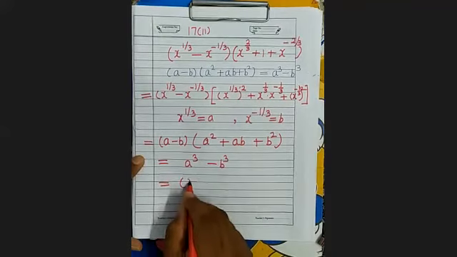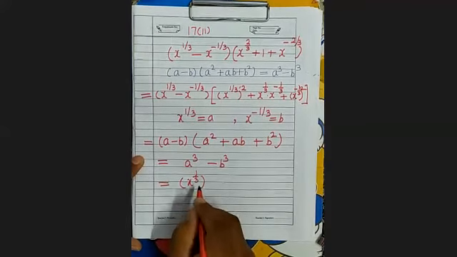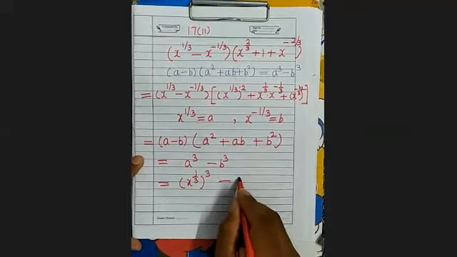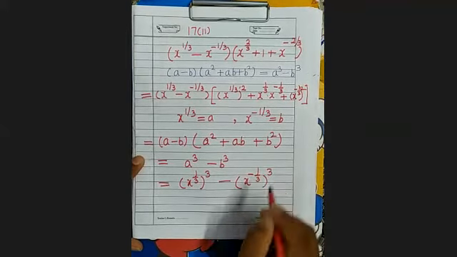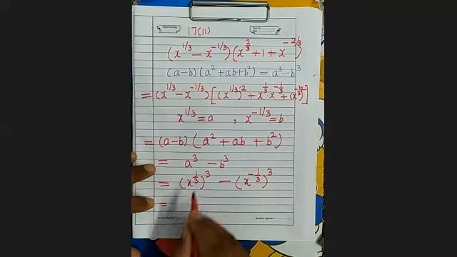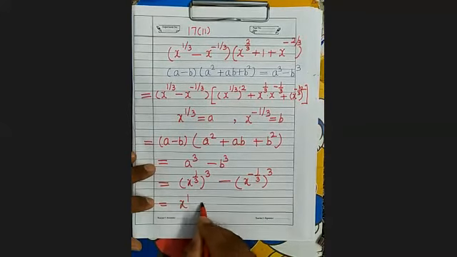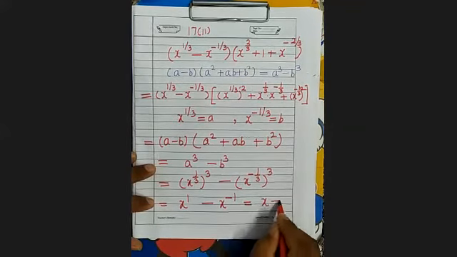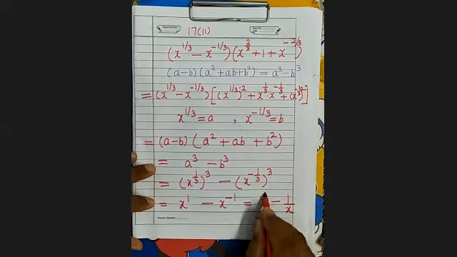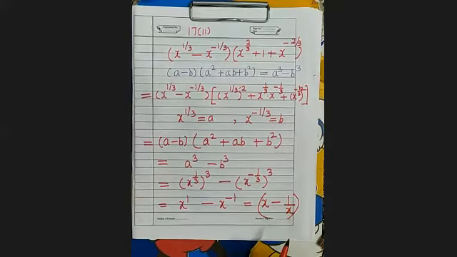Substitute the values. It is x to the power 1 by 3 whole cube minus x to the power minus 1 by 3 whole to the power 3. When powers multiply, it is x to the power 1 and x to the power minus 1, which means x minus 1 by x. x to the power minus 1 can be written as 1 by x. So this is the answer.